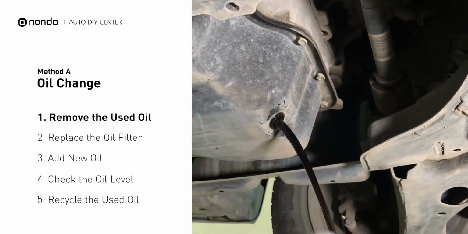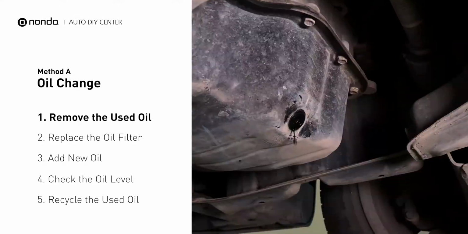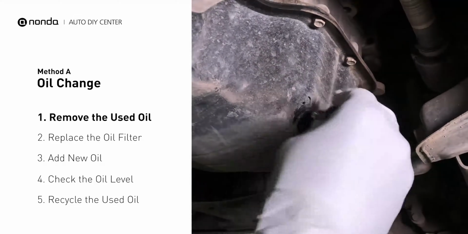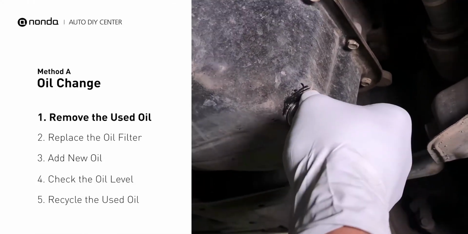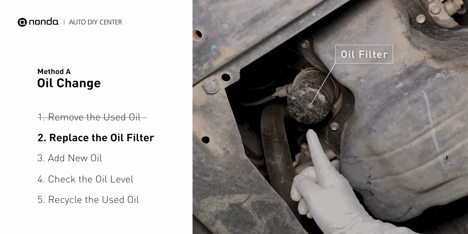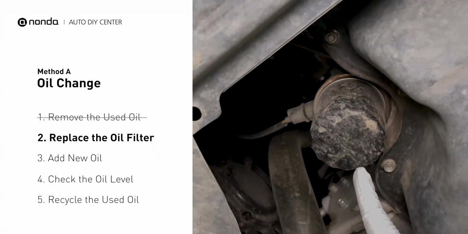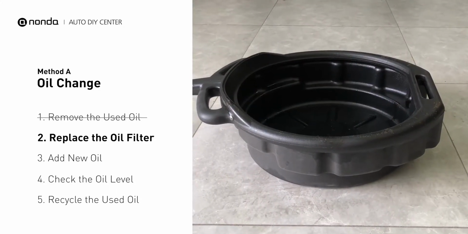Once the plug is removed, the oil should start flowing out into your collection pan. Once all the oil is drained, replace the drain plug and tighten it back on. The oil filter is usually located beside the oil pan, or under the hood of your vehicle near the engine. Place the collection pan under the filter.